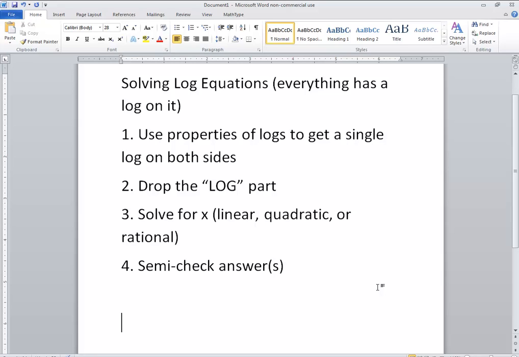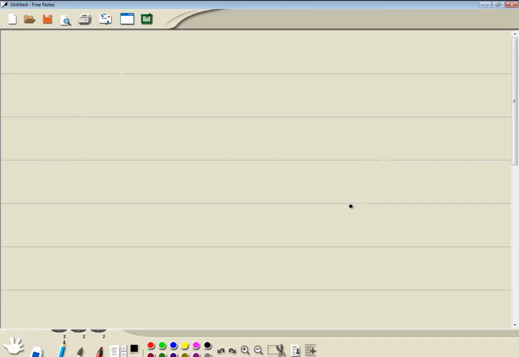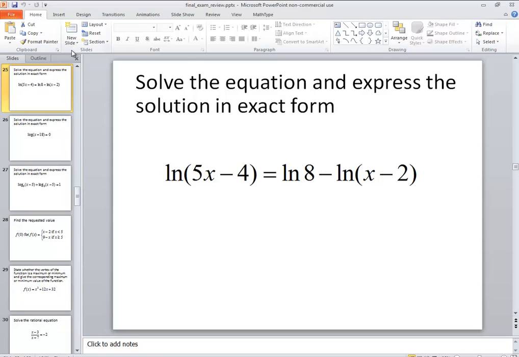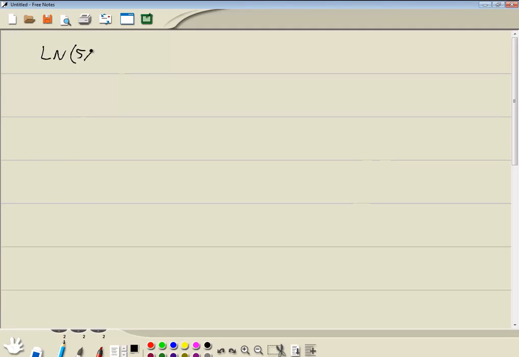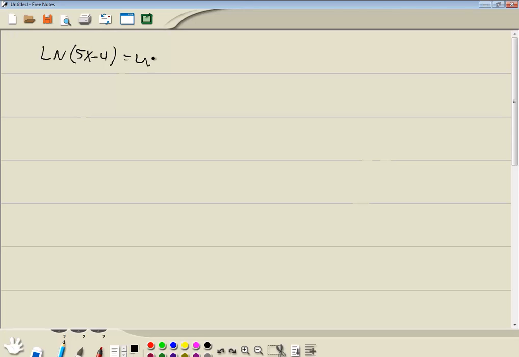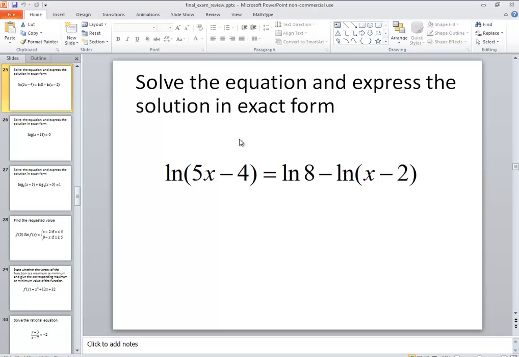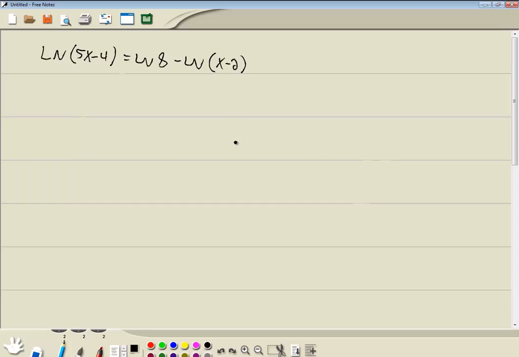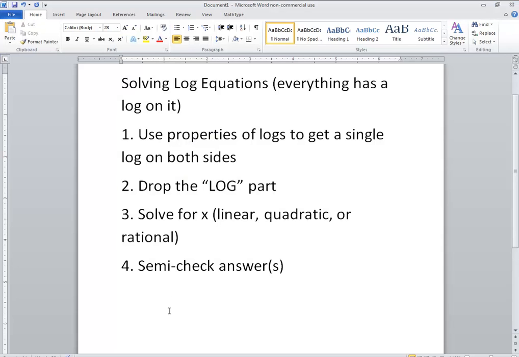You don't need to fully check it, you just need to make sure you don't have log of 0 or log of a negative number. Okay, so let's take a look at this one. We've got natural log of 5x minus 4 equals natural log of 8 minus natural log of x minus 2. So that's everything. Okay. Step 1.